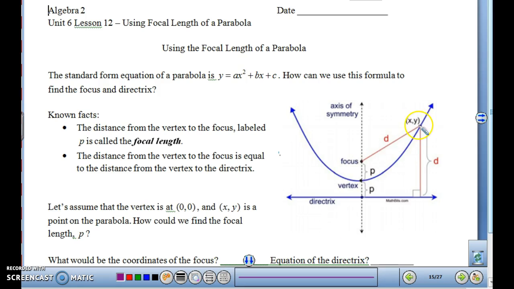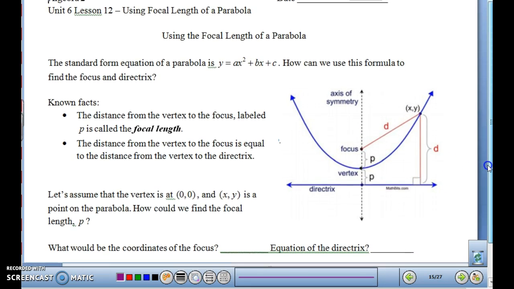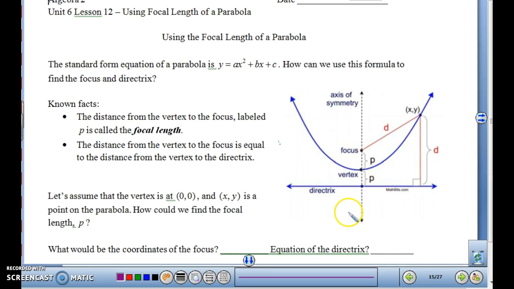We know if we have any point on the parabola, it will be equidistant from the focus, and it will also be equidistant from the directrix. So let's see if we can use that fact to figure out an equation for the parabola and for the focal length. So first of all, we need to know what the coordinates of the focus would be.